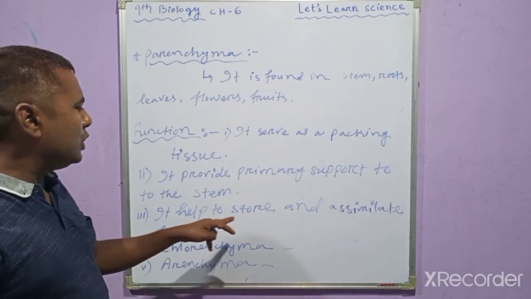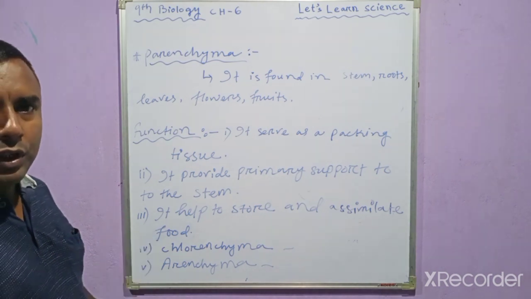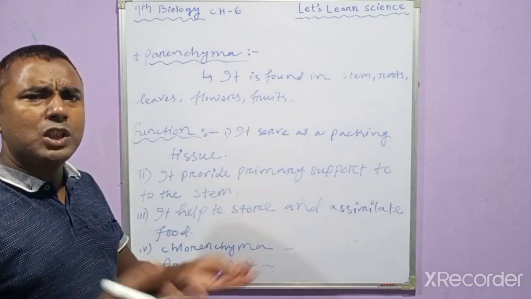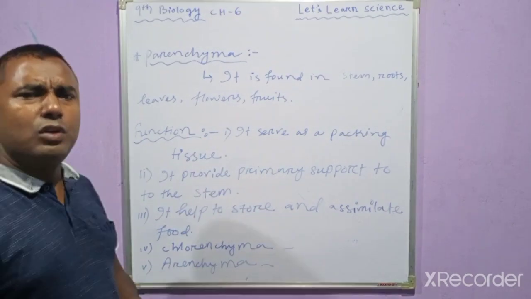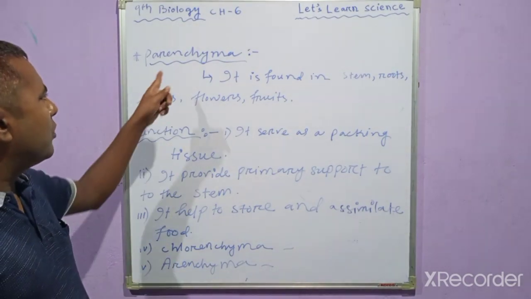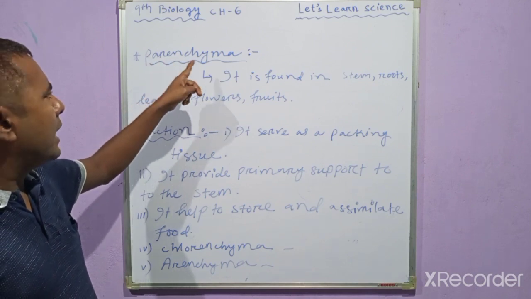It helps to store and assimilate food. It is to store the food as well as assimilate. Assimilate means distribute the food to various parts of the plant. So storage of food as well as assimilation of food in the plant body takes place with the help of this simple permanent tissue. What is it? Parenchyma.